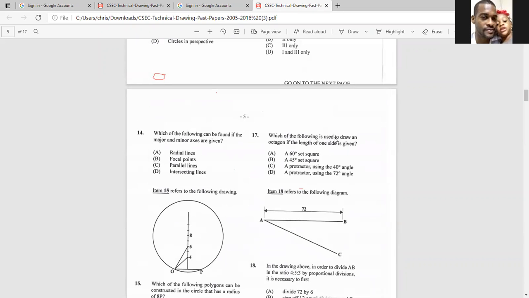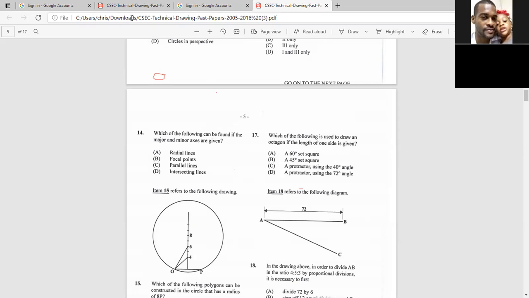Which of the following is used to draw an octagon if the length of one side is given? An octagon has 8 sides, so we can use a 45-degree set square. All right, 45-degree set square.